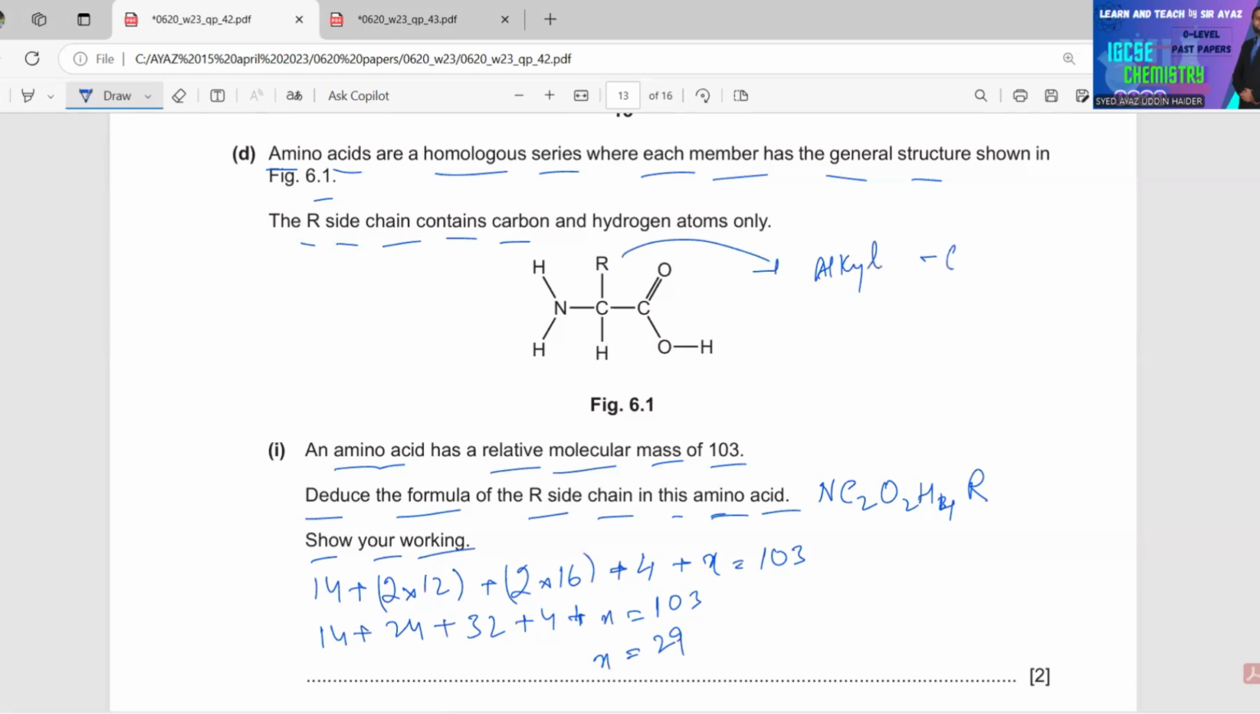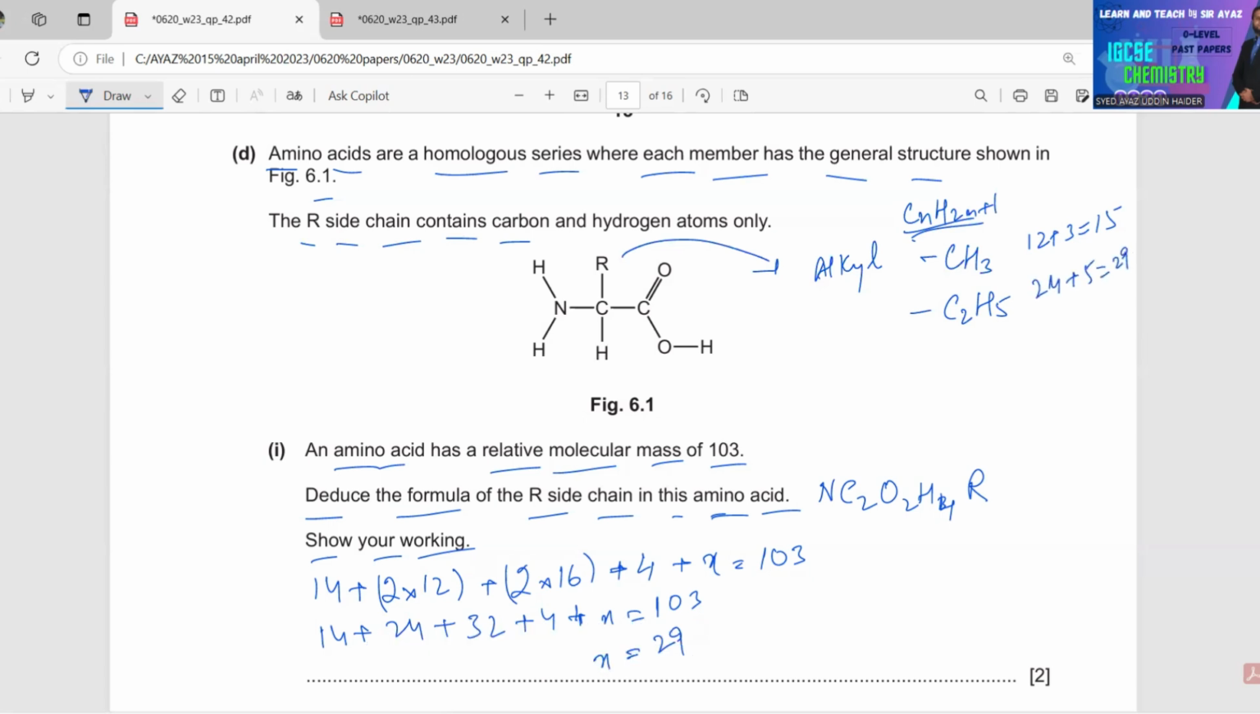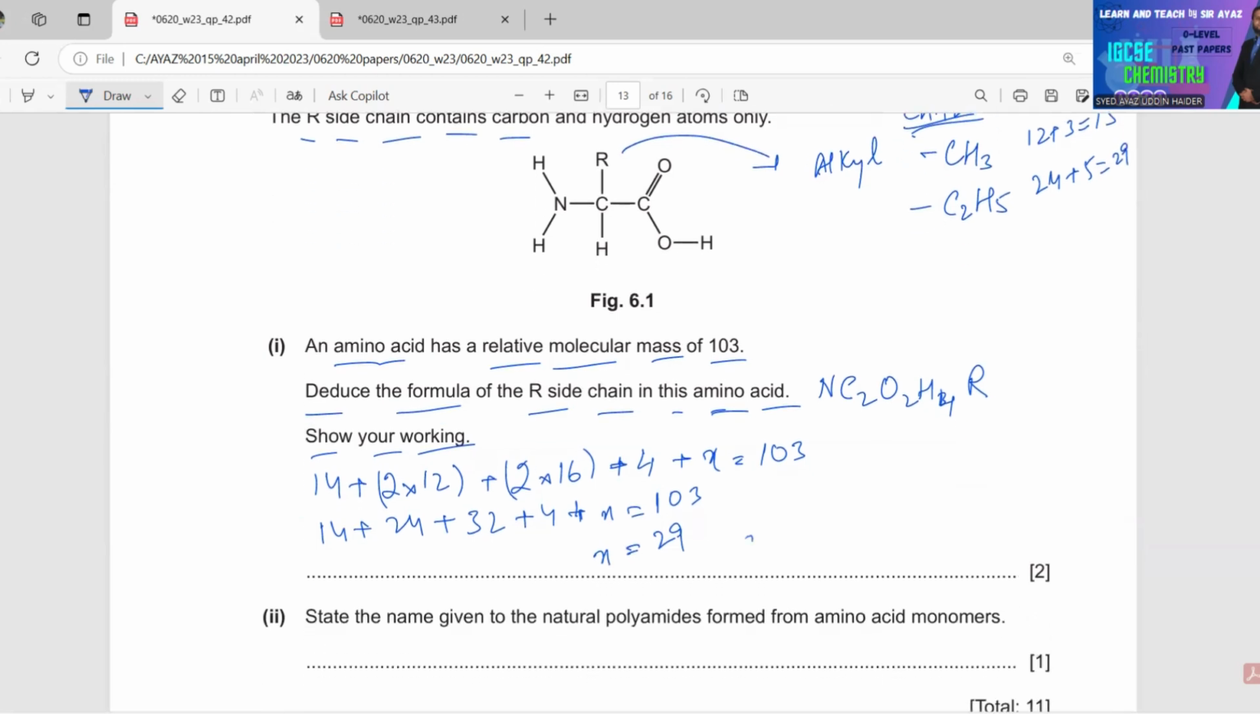So we have alkyl groups, CH3. The formula for alkyl group is CnH2n+1. If n is 1, the formula must be CH3. If n is 2, it must be C2H5. So calculate the relative mass of these. For CH3, we have 12 plus 3 gives 15. In case of second, C2H5, we have 2 multiplied by 12, 24. 24 plus 5 gives 29. So it must be C2H5.